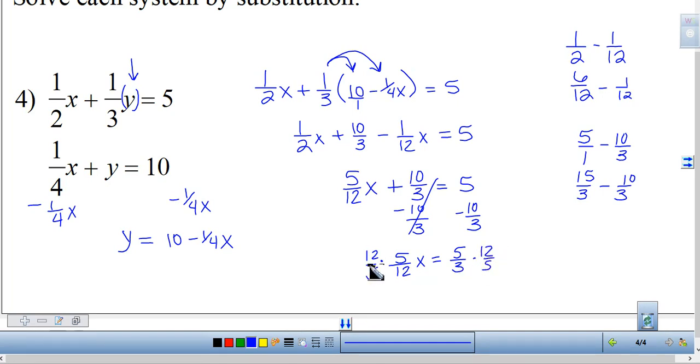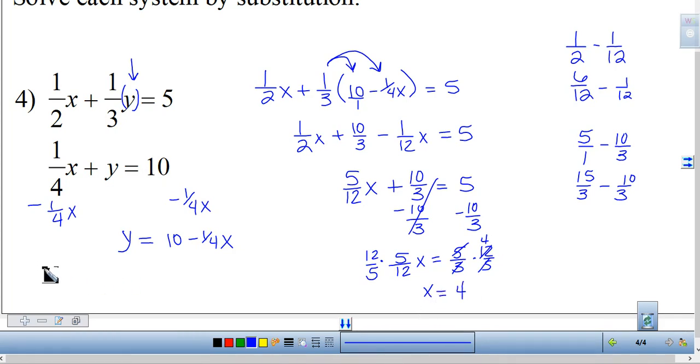When you do this on the left, you get 60 divided by 60, which is just 1. And on the right, look for things that can cancel. You're allowed to cancel diagonally, and you can cancel top to bottom, but you cannot cancel side to side because that's how you multiply. So I can cancel the 5, and 3 will go into 12 4 times. So that leaves me with 4 for my x value.